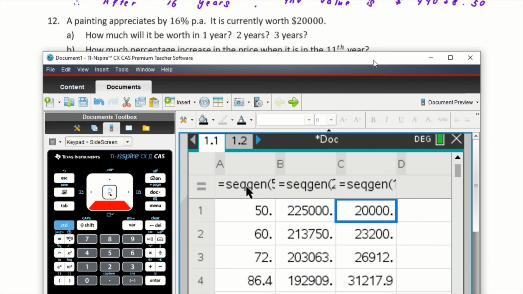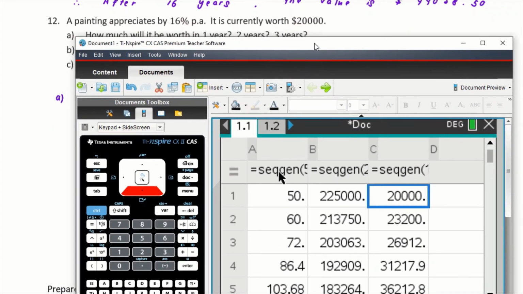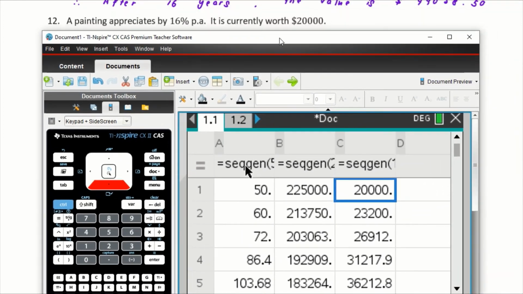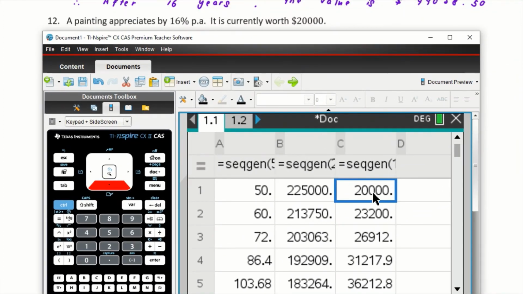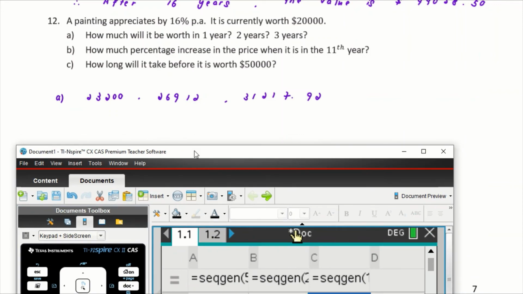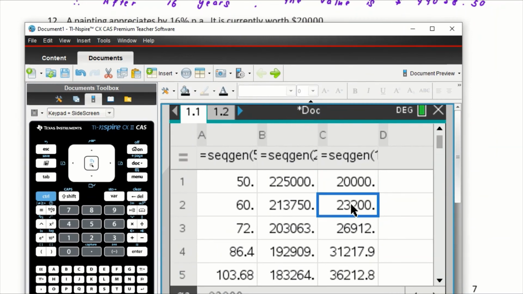You must be a little bit careful in this case. When you put in your initial term as 20,000, the calculator treats it as your T1 being 20,000. So in this case, T1 is your current worth, but it's not the price in your first year, because in 1 year, it's already 23,200, since it's after 1 year. Then you get this amount. So T2 means after 1 year.